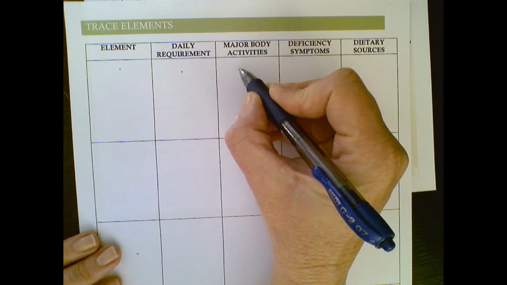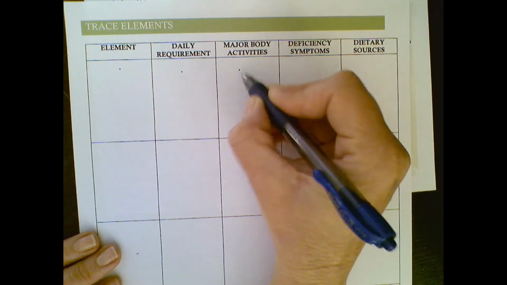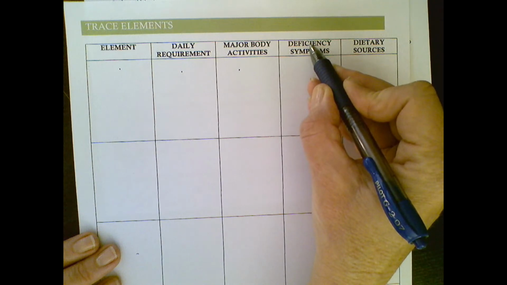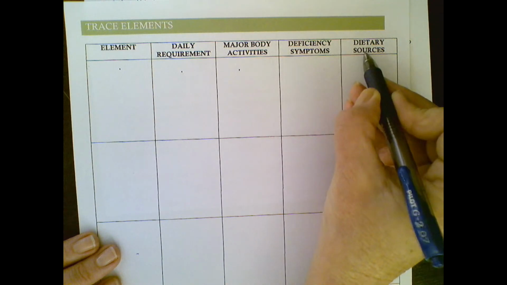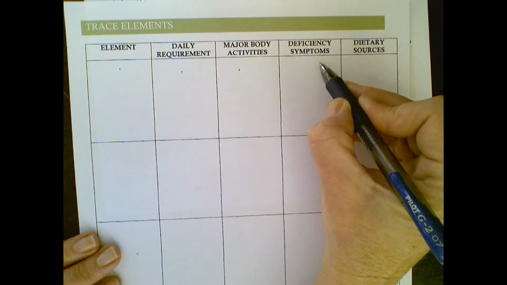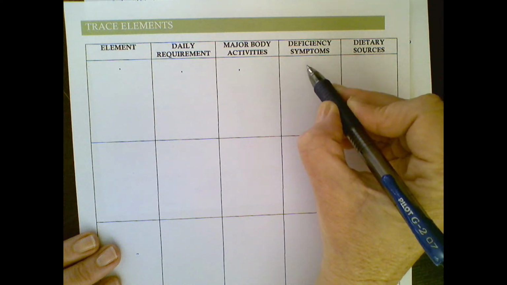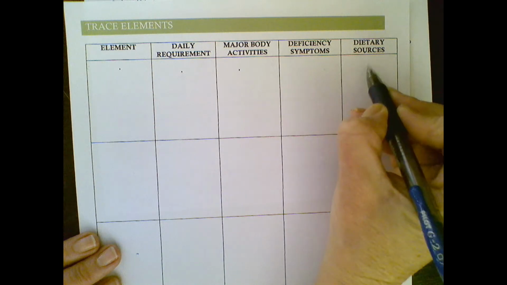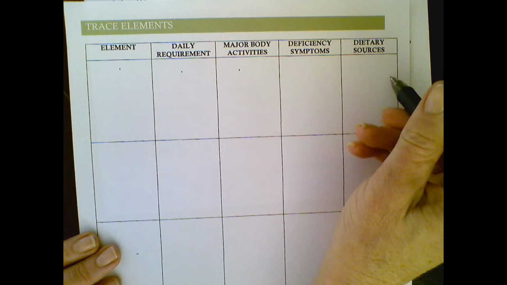So like iron, it might be all your muscle activities. If you don't have enough of it, what happens to you? What's a symptom if you don't have enough iron? And I want to know what food you can eat to get that iron. So if you don't have enough iron, the doctor would tell you that you're anemic, and maybe they would tell you to eat red meat or to eat broccoli or to take an iron vitamin.